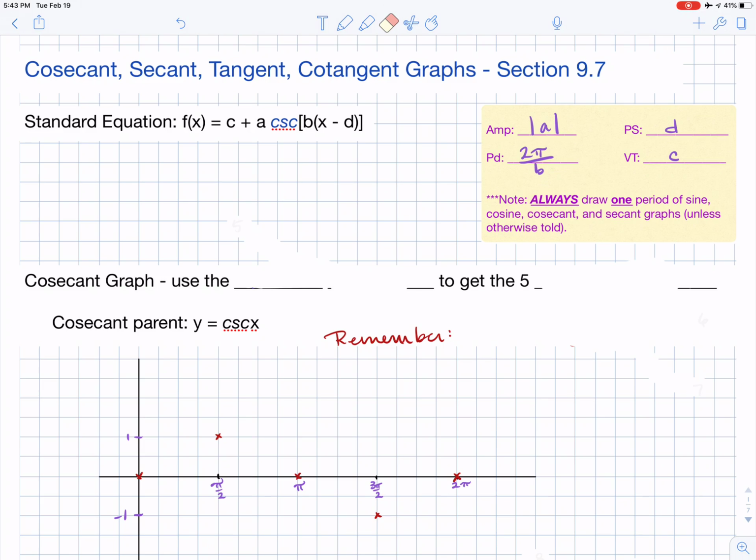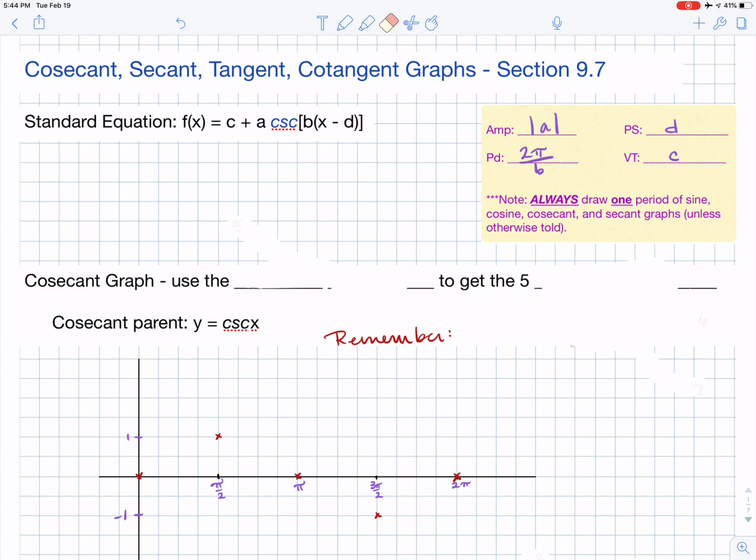I do have a note here that says always draw only one period of sine, cosine, secant, and cosecant graphs unless you're told otherwise. So that is going to be the normal for tests. So one period of all four of those.